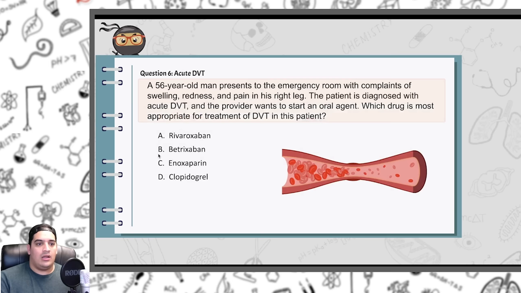A 56-year-old man presents to the ED with complaints of swelling, redness, and pain in his right leg. He is diagnosed with a DVT. The provider wants to start an oral agent. Which drug is the most appropriate for the treatment of DVT in this patient?